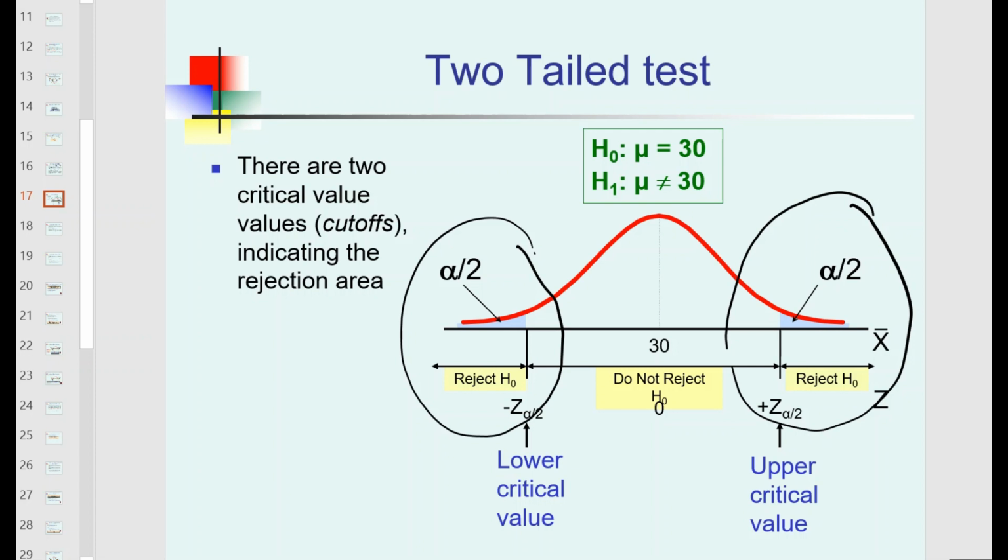So if the value falls within this area or this area, we need to reject your H null. Lower critical value, upper critical value, and if it falls under this area, which is this, we do not reject or we accept.